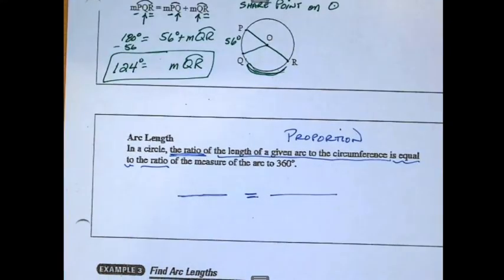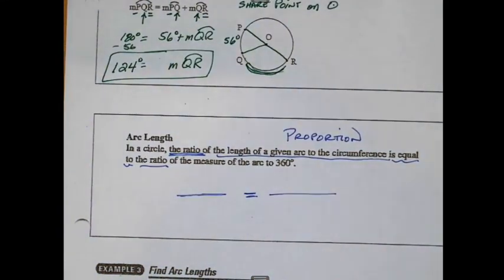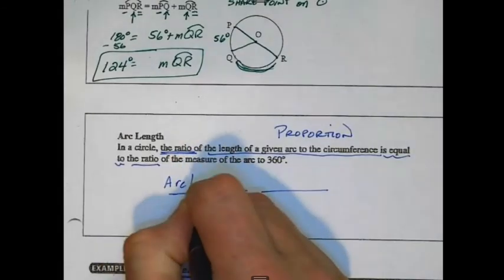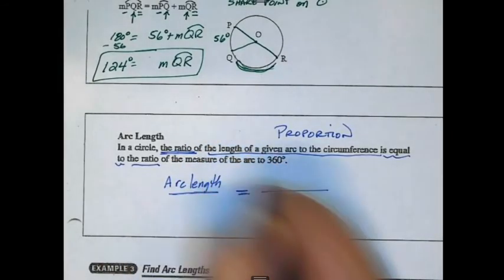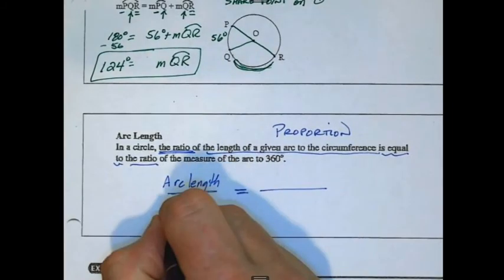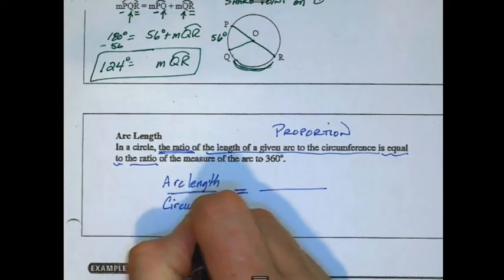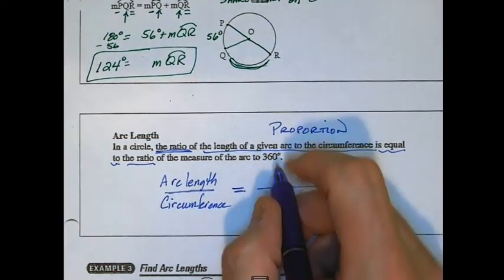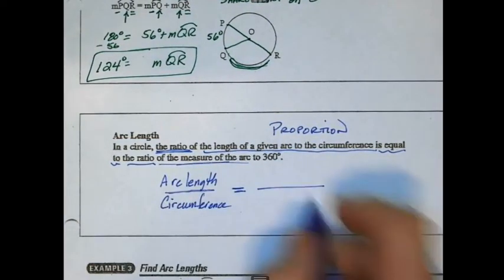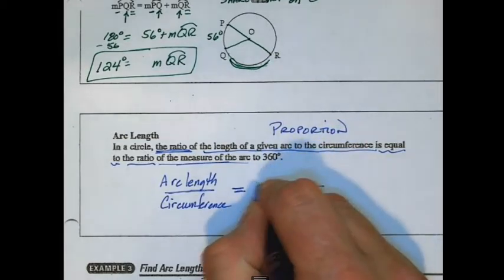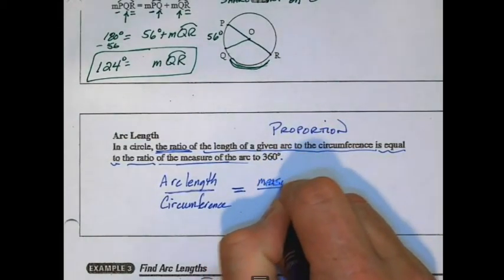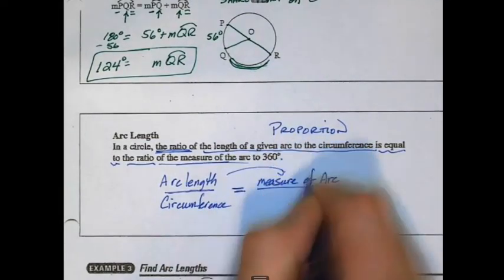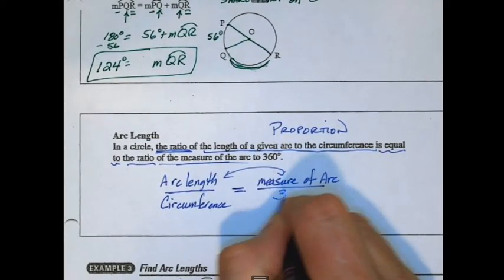So in a circle, the ratio of the length of the given arc, so we're going to say arc length, over the circumference is equal to the ratio of the measure of the arc, this arc, over 360 degrees.